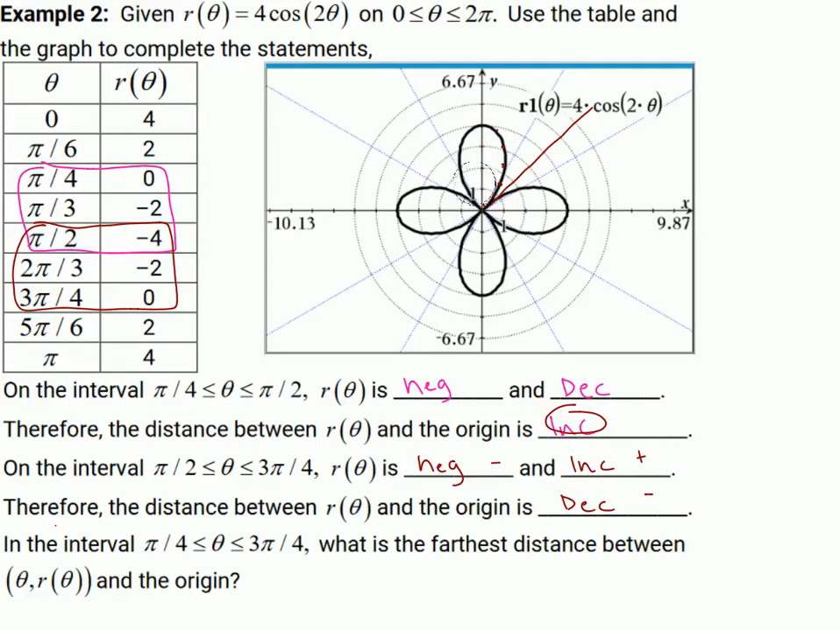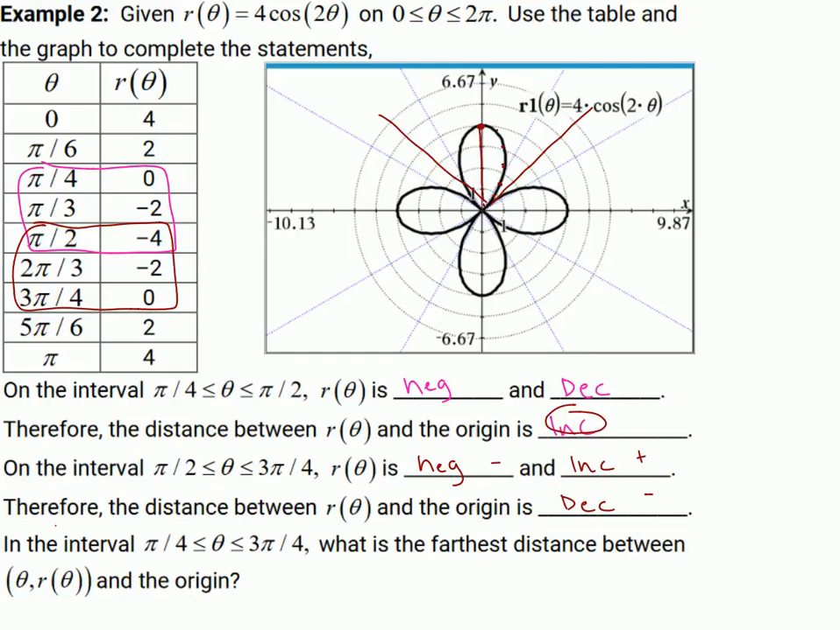Well, we already have 3 pi over 4 and pi over 4 marked. Here's 3 pi over 4, right? Somewhere over here. All right. Well, what's the furthest distance from the origin? So the furthest distance that we go from the origin looks like to be this point here, right?